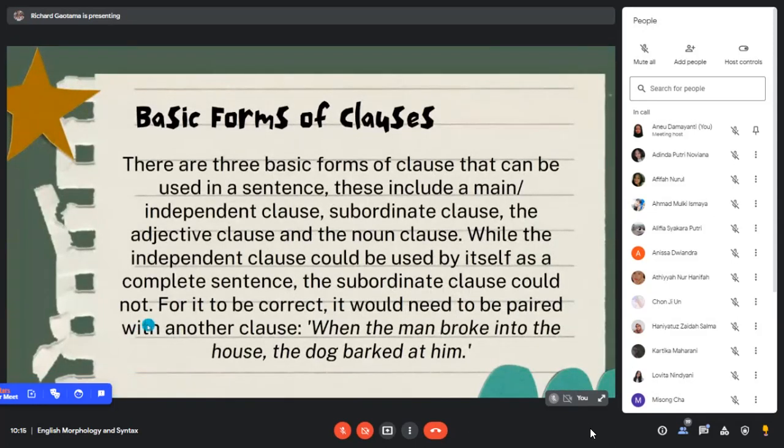Basic form of clause. There are three basic forms of clause that can be used in sentence. This includes a main independent clause, a subordinate clause, the adjective clause, and the noun clause. While the independent clause could be used by itself as a complete sentence, the subordinate clause could not. For it to be correct, it would need to be paired with another clause. When the man broke into a house, the dog barked at him. From this sentence, when the man broke into the house is the subordinate clause, and the dog barked at him is the main clause.